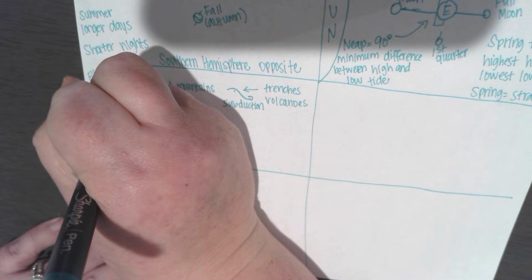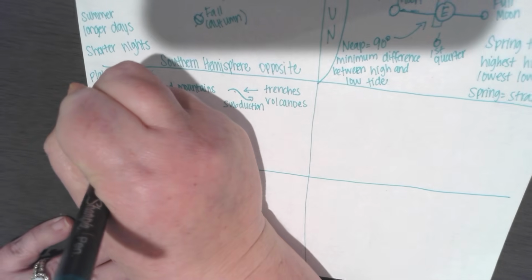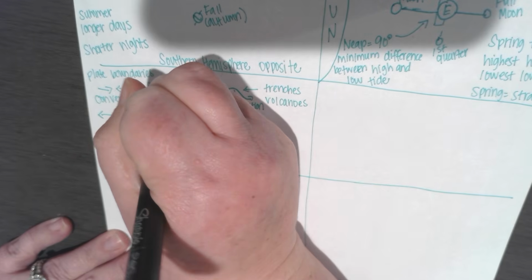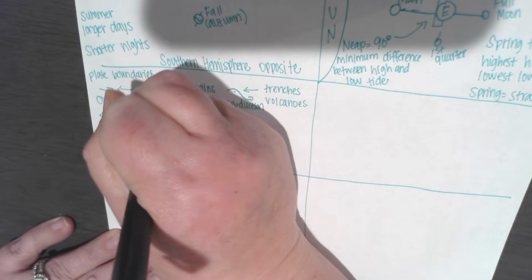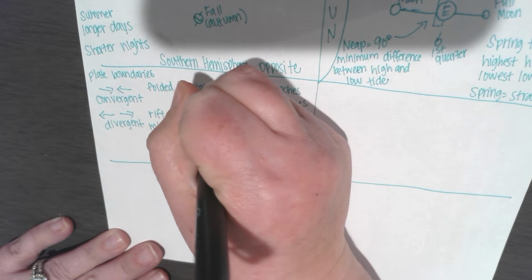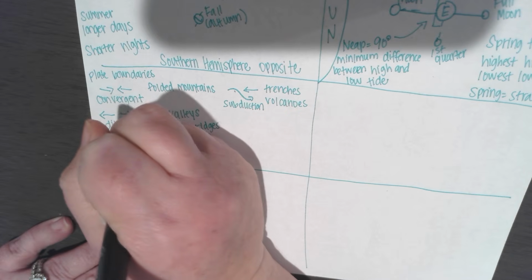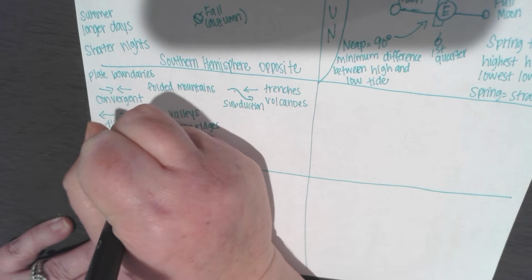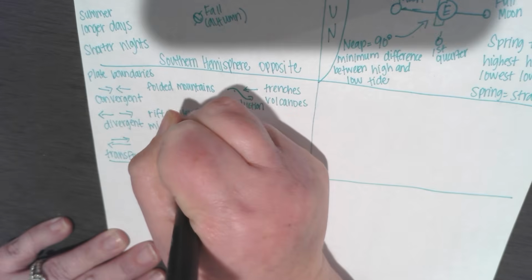When the two plates are moving apart from each other, that is a divergent plate. They are dividing, they're moving apart, they're separating. And that creates rift valleys for continental crust and mid-ocean ridges underwater. And then when the two plates are sliding past each other, we call that transform boundaries. And that's when we get earthquakes.